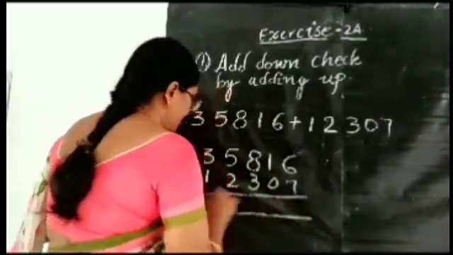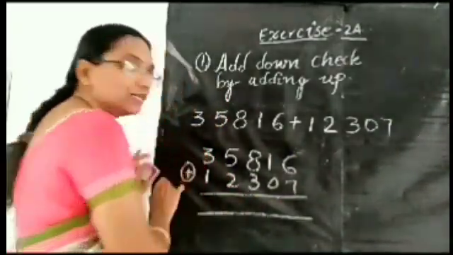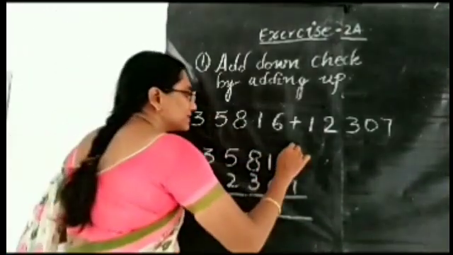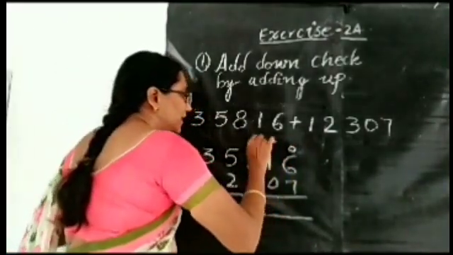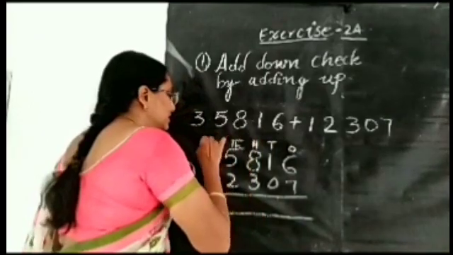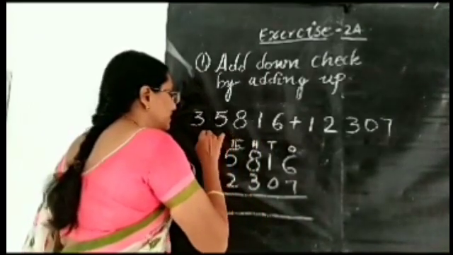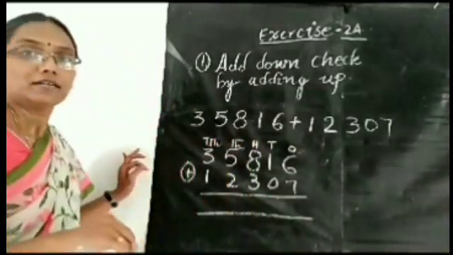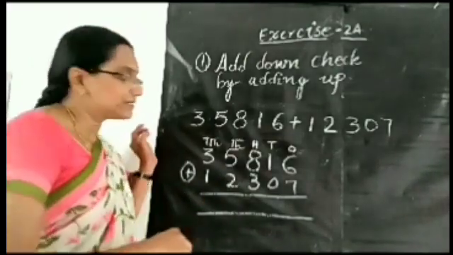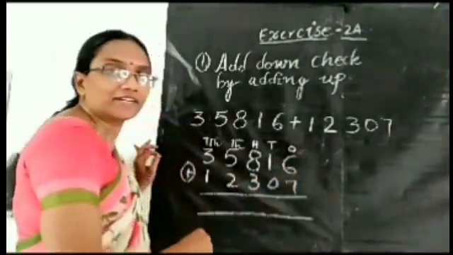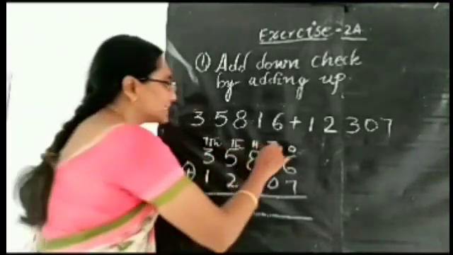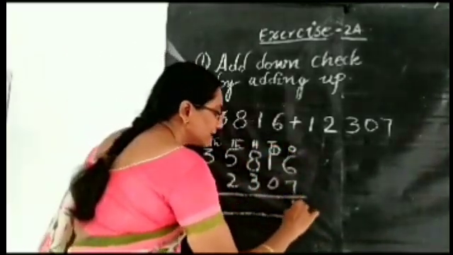numbers in addition. What is the symbol for addition? Plus. Write the places first. Ones, tens, hundreds, thousands, 10,000s. TTH I am writing here. Now start addition from ones place. 6 plus 7 is 13. Write 1 in the next place and leave the same place.